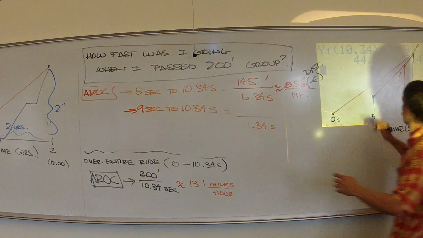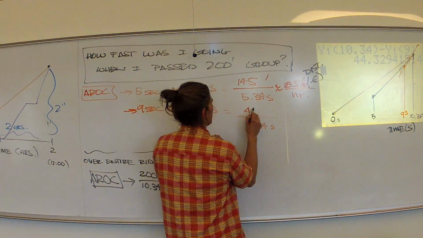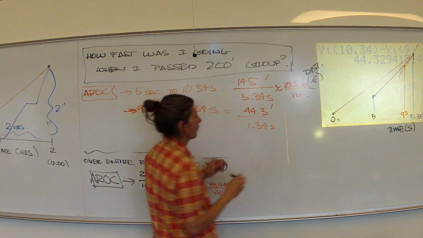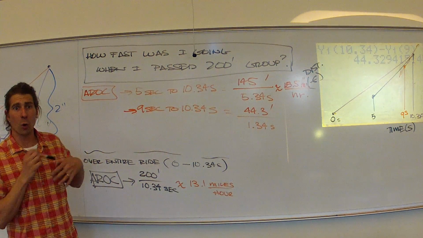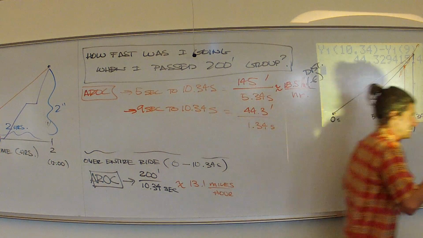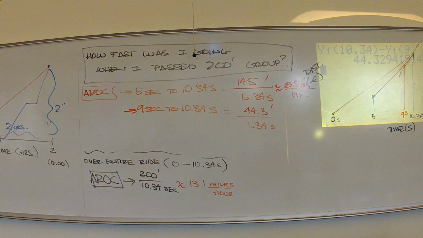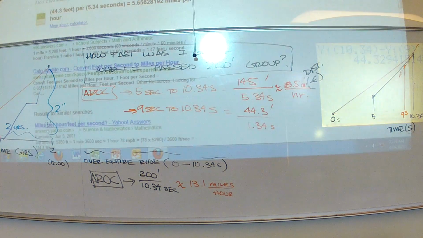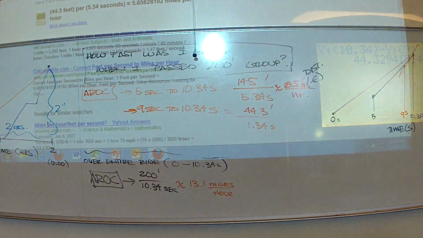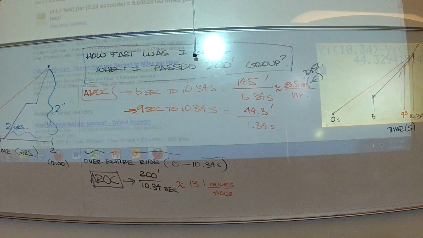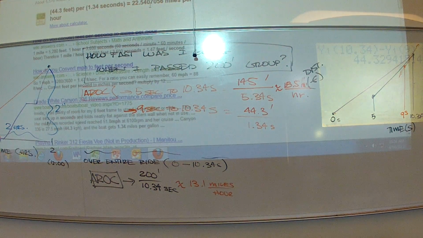So in other words, we covered 44.3 feet per 1.34 seconds, which means I'm now going about 22.5 miles an hour. So that's on average now. Remember, that's on average.